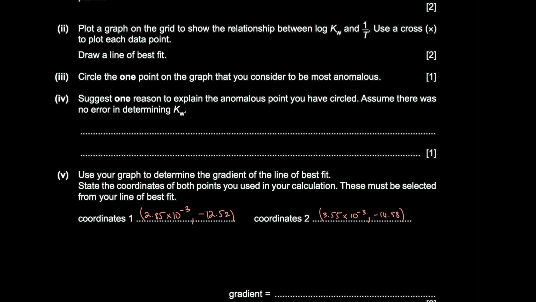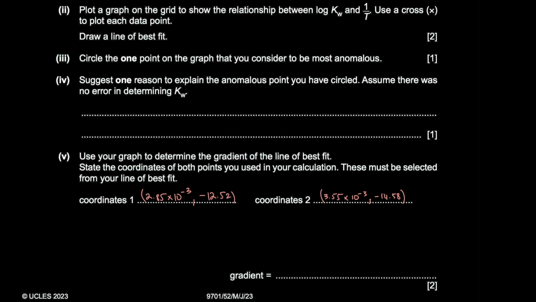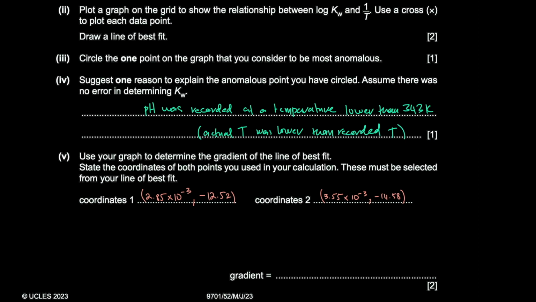So over here we can say that the pH was recorded at a temperature lower than 343 Kelvin. In other words, the actual temperature was lower than the recorded temperature, and that resulted in a lower value of Kw. The value of Kw for that particular temperature should be higher.